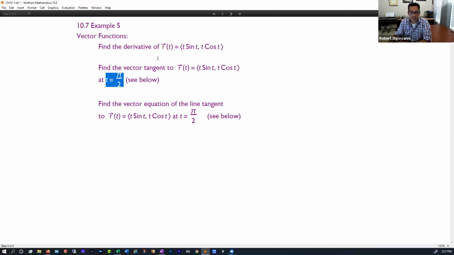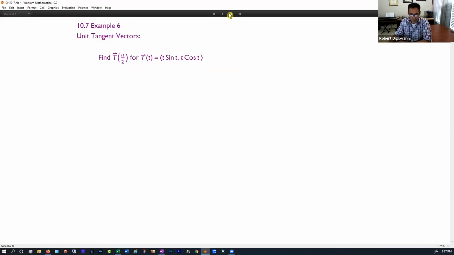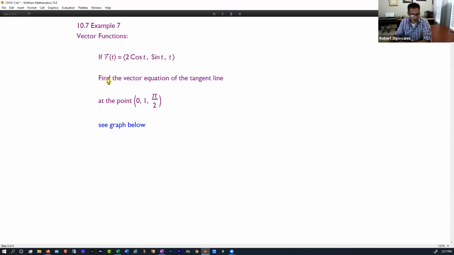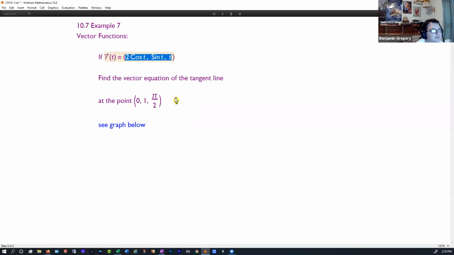Tell me what's going on here. On this problem, I don't give you t. What I give you is a point on that curve. But you still need to know what t is in order to answer the question. So how would you figure out what t is? T is pi over 2, just because of the z coordinate.